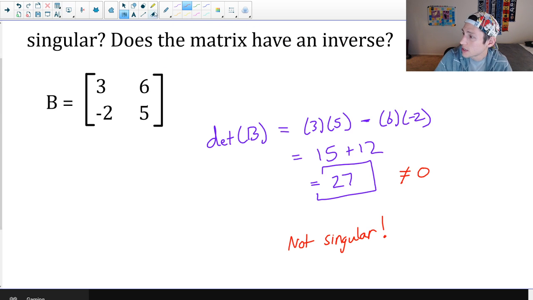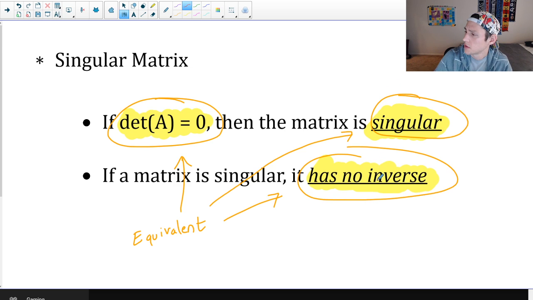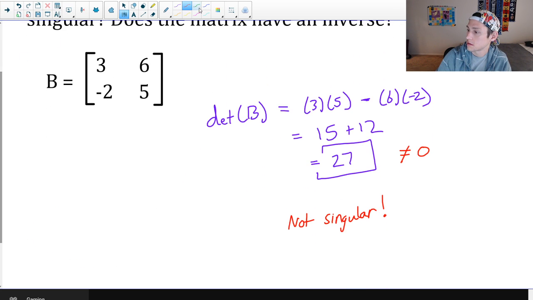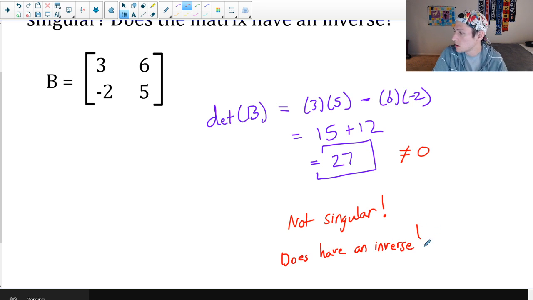Does the matrix have an inverse? Well, wait, let me look back again. If it is singular, that means it has no inverse. So if it's not singular, that means it does have an inverse. All right, we're not figuring out yet what the inverse is, but it does have an inverse.